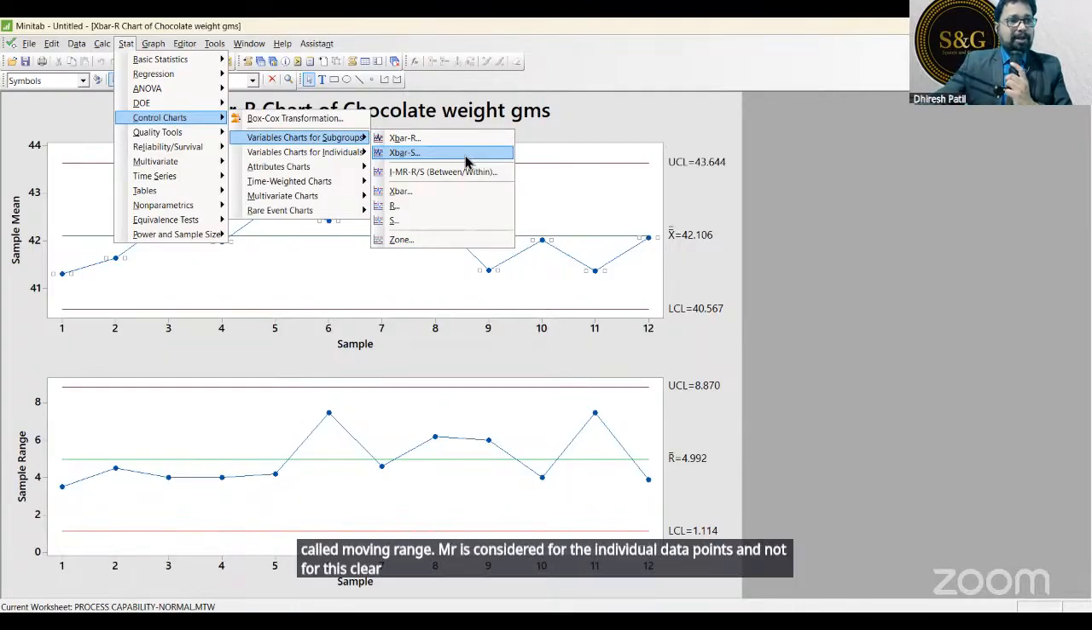Are you clear with this? Just give me yes in the chat box. Super clear, this difference is clear.